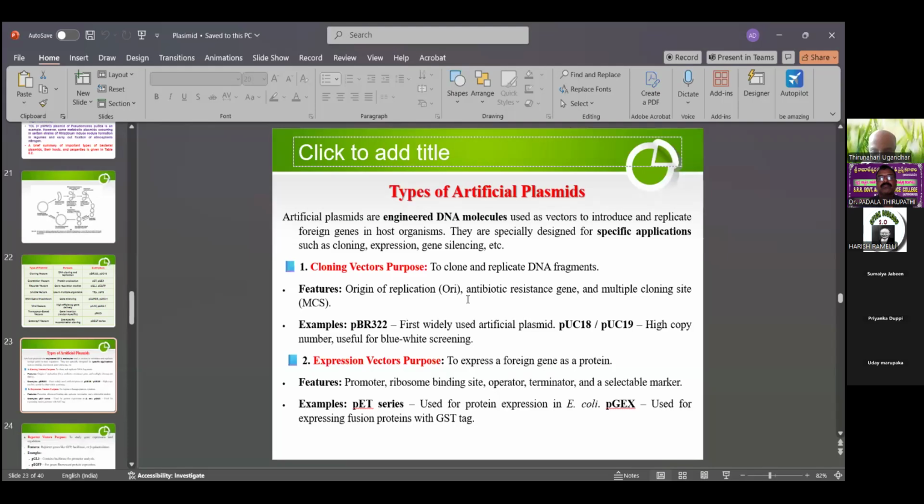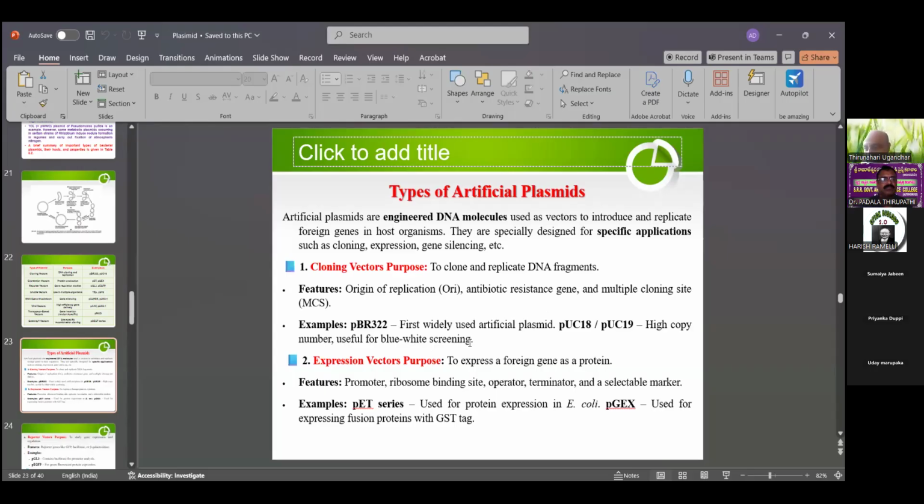Origin of antibiotic resistant gene and multiple cloning site. This is the artificial gene, first part. Example: pBR322, the first widely used artificial plasmid; pUC18, pUC19, high copy number, used for the blue-white screening process.